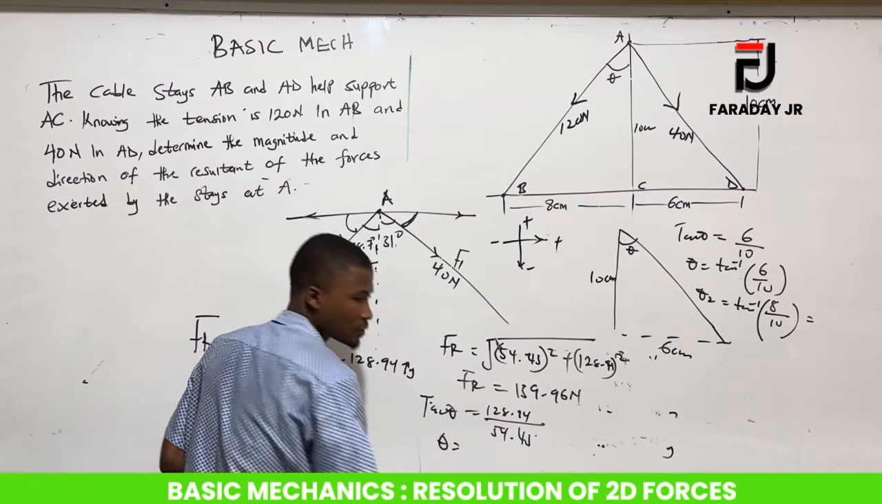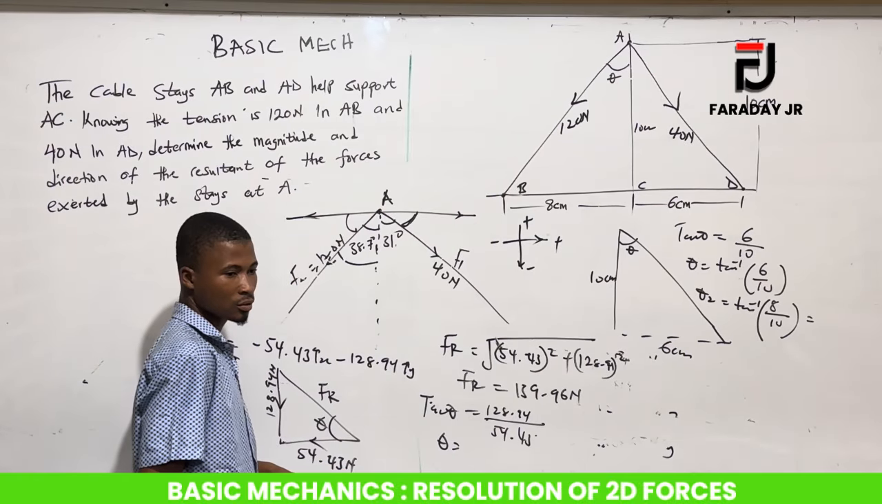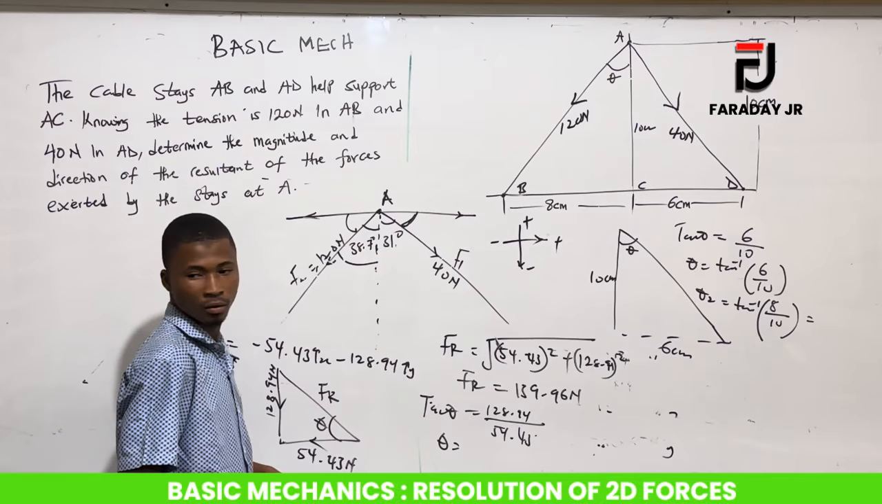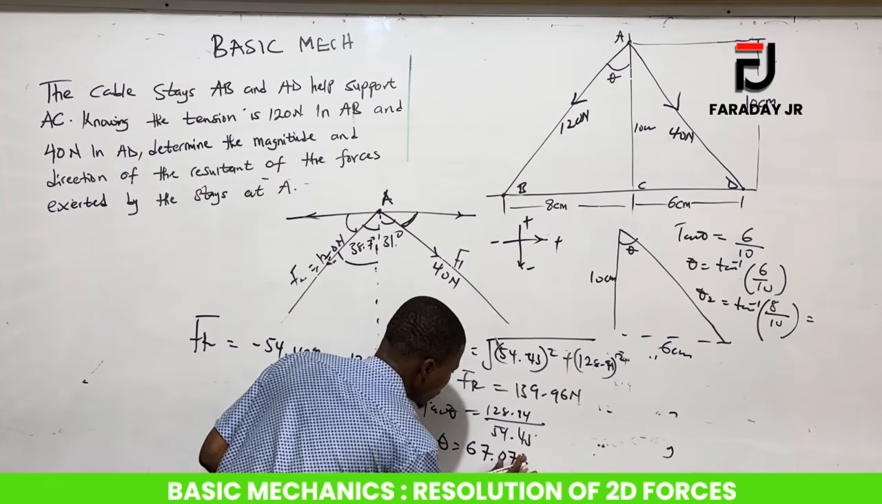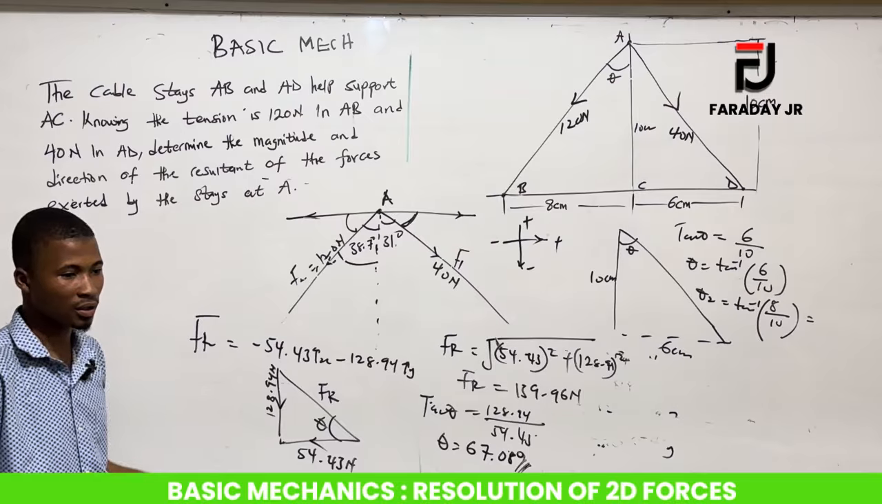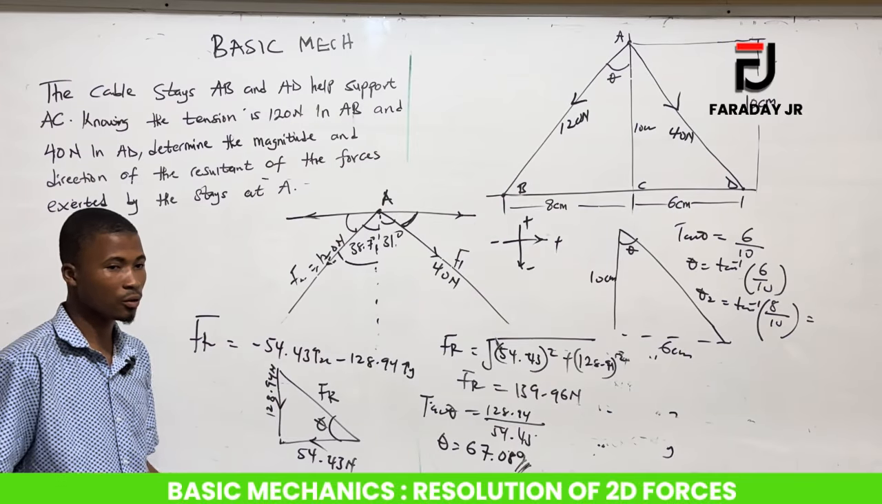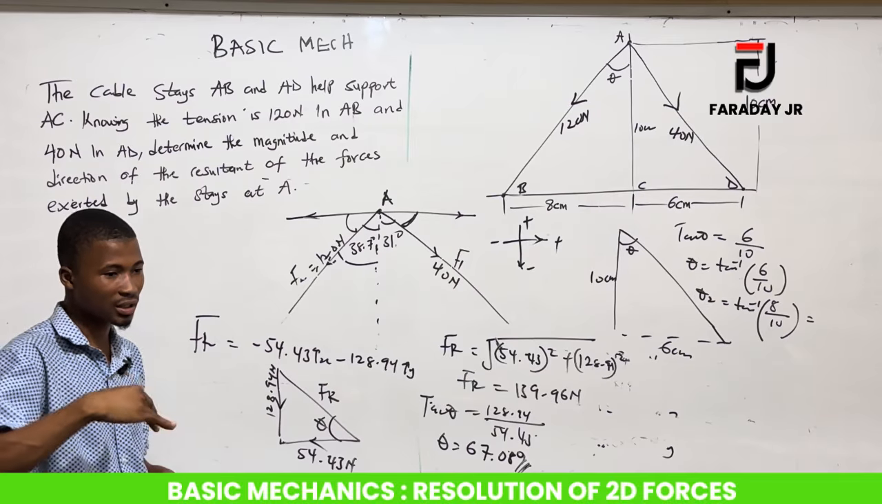So theta will give us what? What did you get? 67.08 degrees. So this is the angle it is making with the x-axis. So thank you very much, and that is all for the 2D. In our next video we are going to move on to 3D, and you realize that 3D is easier compared to the 2D, if only you understand the movement of it.